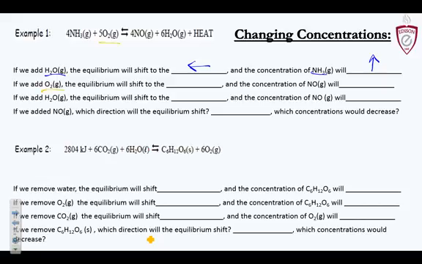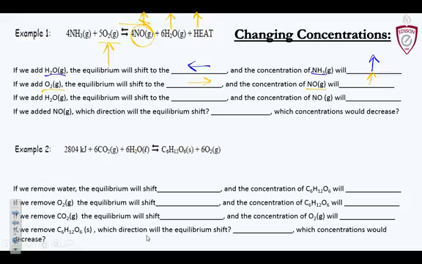O2, oh, got it. The equilibrium will shift away from what you add. I'm adding O2, so I've got to go to the other side of the arrow. So the equilibrium shifts to the right, or the product side. And the concentration of NO, let's find NO, there it is. It's on that right-hand side of the arrow, so it'll go up along with the amount of heat and the amount of water that is produced.